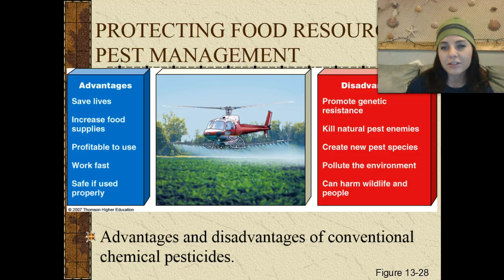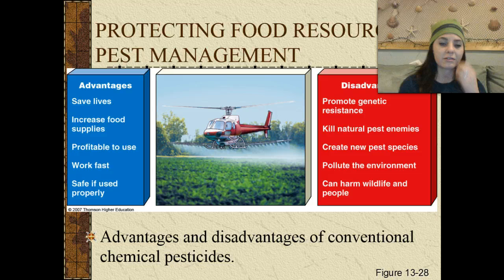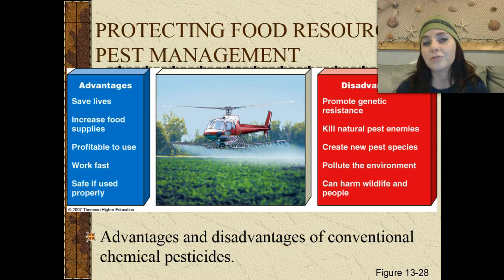So what are some of the advantages and some of the disadvantages of using pesticides? Well, some of the advantages are they can save lives because they can kill off unwanted pests that can cause disease, such as mosquitoes. They can increase the food supply. They're profitable to use. They work extremely fast, and they're safe if they're used properly. Some of the disadvantages of using pesticides are that they promote genetic resistance. They can kill natural pest enemies. They can create new pest species. They can pollute the environment, and they can also harm wildlife as well as people.